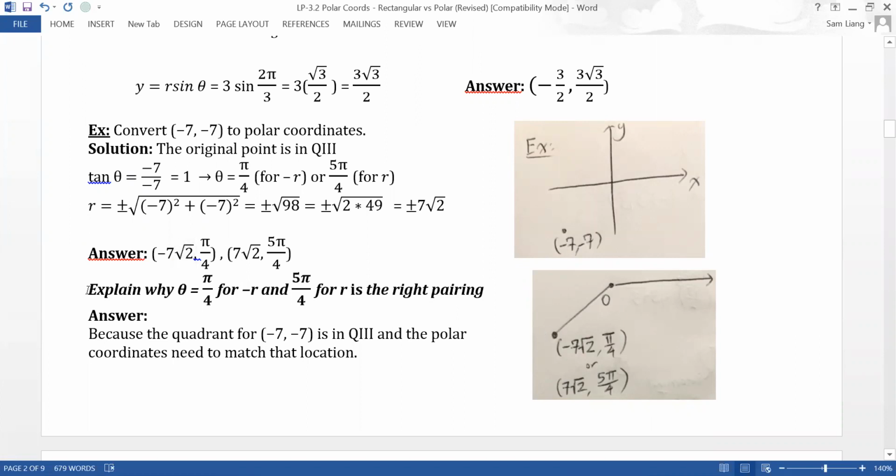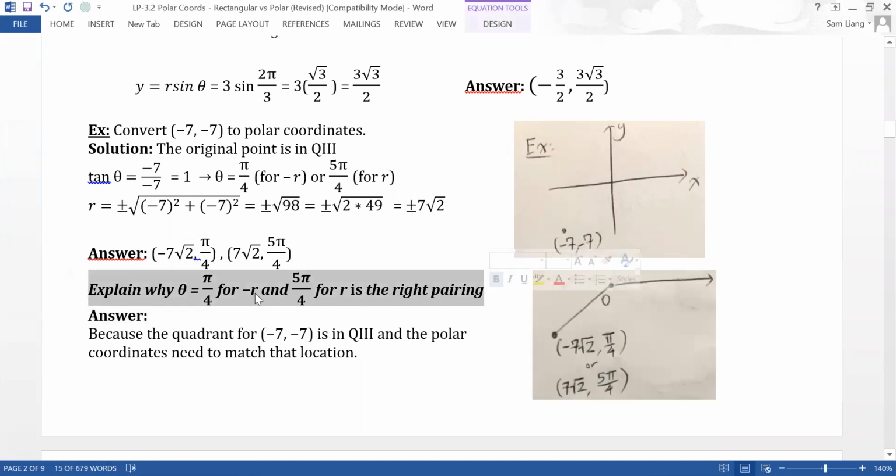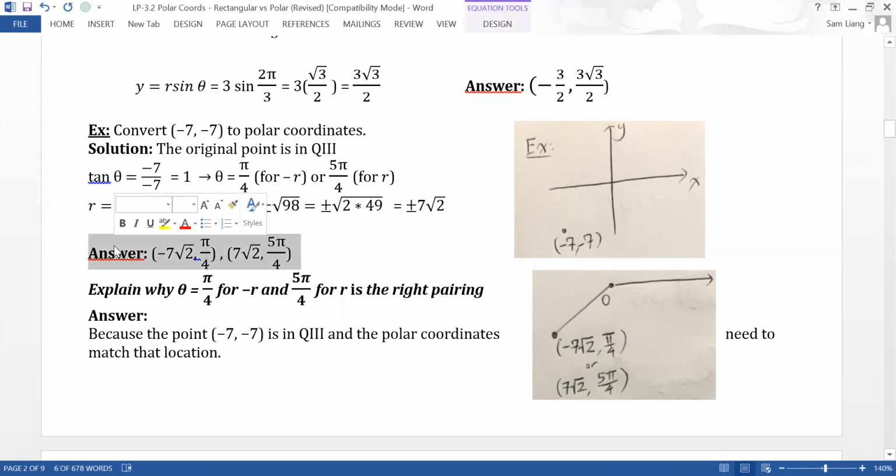Okay, so I have an extra note here. Explain why pi over 4 for negative r and 5 pi over 4 for positive r is the right pairing. Well, actually, because the point is in quadrant 3 and the polar coordinates match that location. Okay, so this is your final answer for this example.